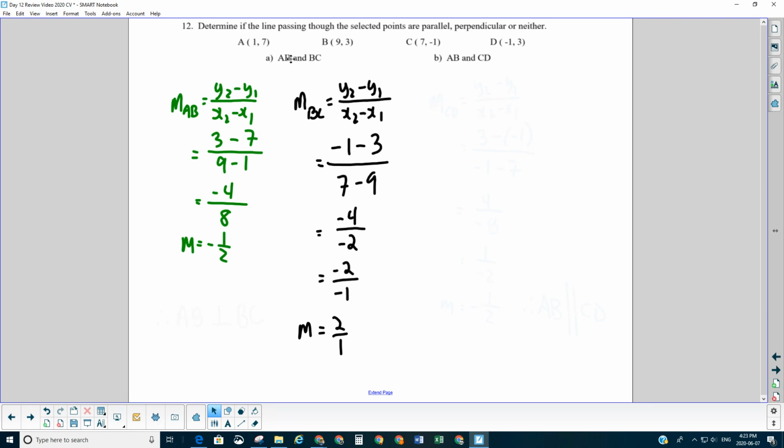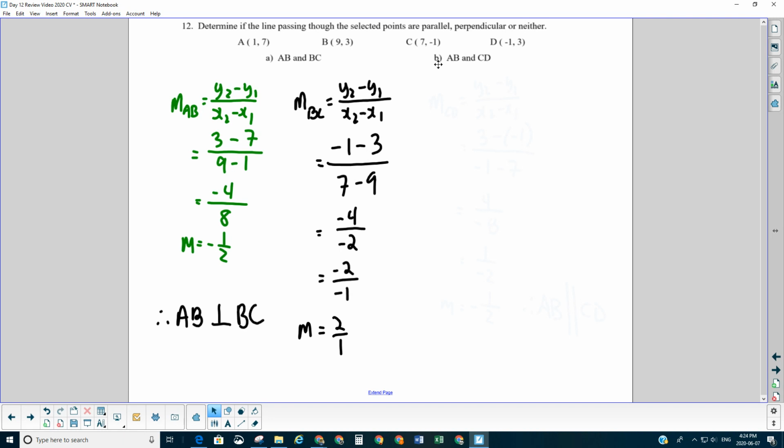Now we need to compare AB with BC. So the slope of AB ended up being negative 1 over 2, and the slope of BC is 2 over 1. So they're not parallel because they're not the same. However, this one is the reciprocal. So 1 over 2, the reciprocal is 2 over 1. And this one is negative and this one is positive. So that is the negative reciprocal, which means that AB is perpendicular to BC. So we can write the symbol perpendicular as like an upside down T. AB is perpendicular to BC. So there's our answer to A.